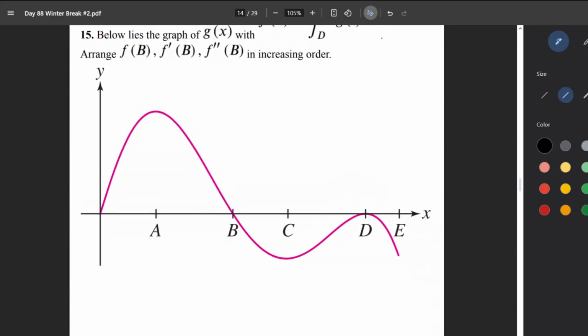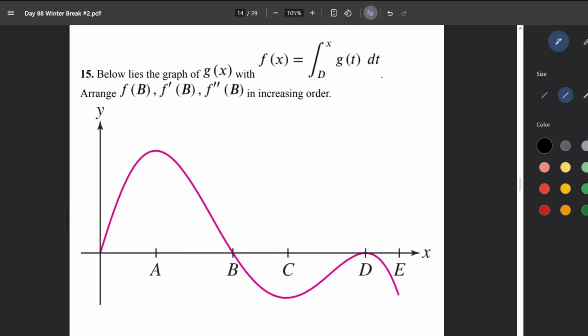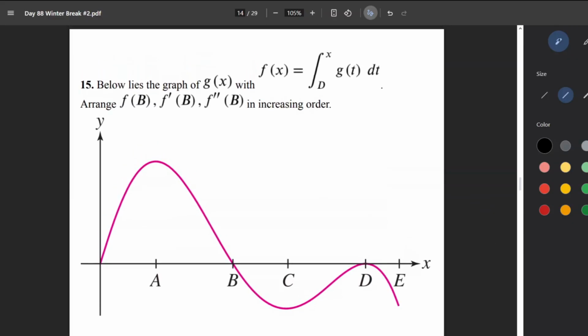Okay, so for this one, you kind of have to make your own areas. So let's just say this is 2 here, this is 3, actually no, make that 4. This is 3. This is like 7, and this is like 5.